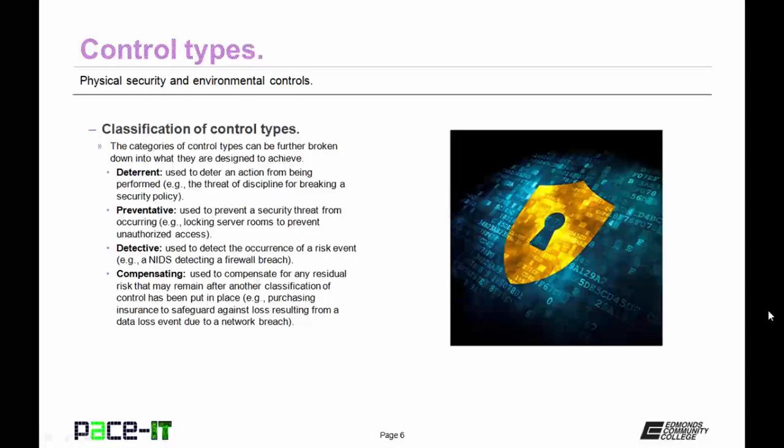Then there are detective controls. They're used to detect the occurrence of a risk event, as in a network intrusion detection system detecting a firewall breach. And finally, there are compensating controls. They're used to compensate for any residual risk that may remain after another classification of control has been put into place, as in purchasing insurance to safeguard against loss resulting from a data loss event due to a network breach.